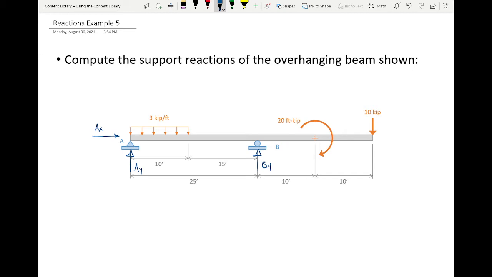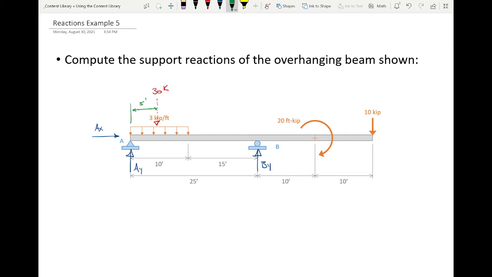All right? I have this 3 kips per foot. Let's deal with that. 3 kips per foot over 10 feet. I can collapse that into a single concentrated load that has a magnitude of 30 kips. And how far is that from A? 5 feet. Okay. Again, all we got to do is figure out that.